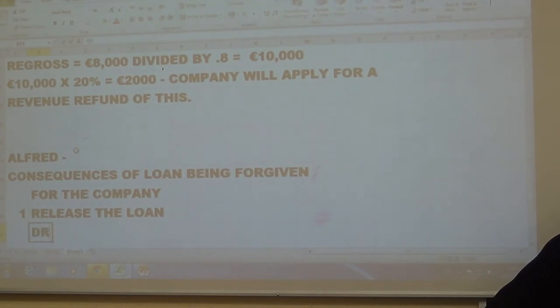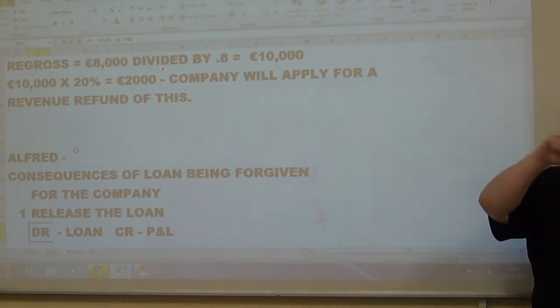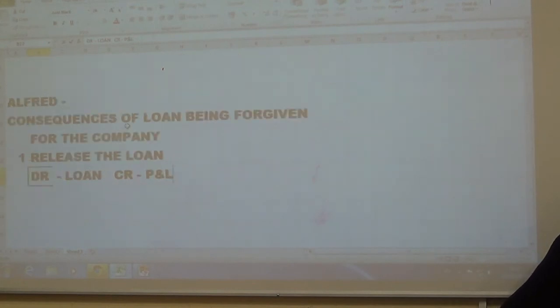This is going to accounting. We're going to debit the loan. We're going to credit the P&L account. Here, just from debits and credits, when you set up a loan, you debit the bank, credit the loan. So when you're getting rid of it, you have to debit the loan.